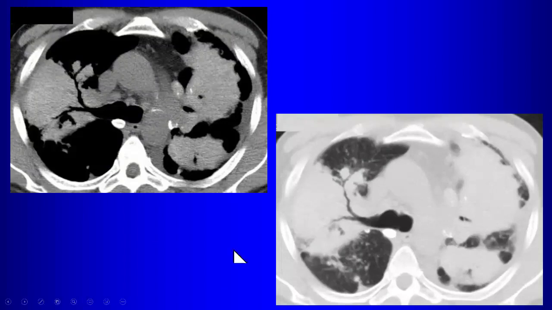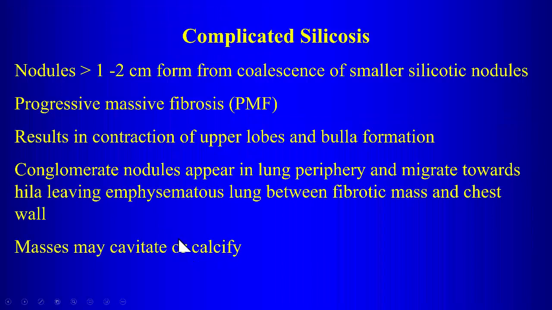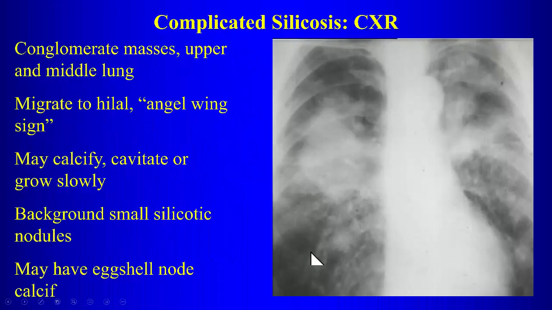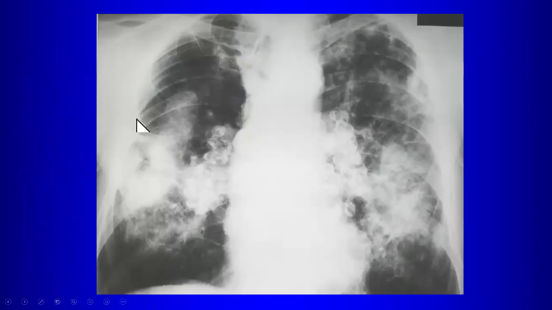So eggshell calcifications, progressive massive fibrosis, right? So this was an example of silicosis. So that's what we see with complicated silicosis, progressive massive fibrosis. This tends to affect the upper lungs. These masses, they contract towards the hila. The mid-lung cavitation, the angel wing sign, is when the lateral borders here are kind of parallel to the pleural surfaces. So that's what we get with complicated silicosis.